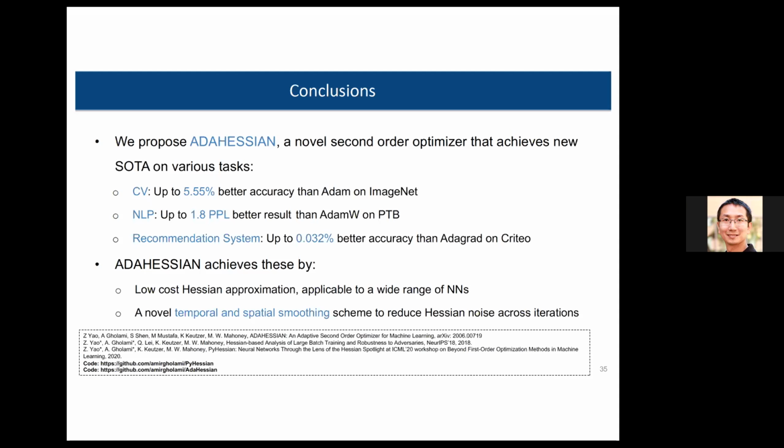So, instead of approximating the Hessian by the diagonal and then inverting it, is it possible to approximate the diagonal of the Hessian inverse itself using any randomized method?